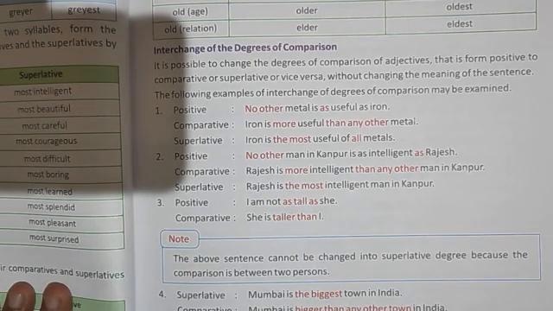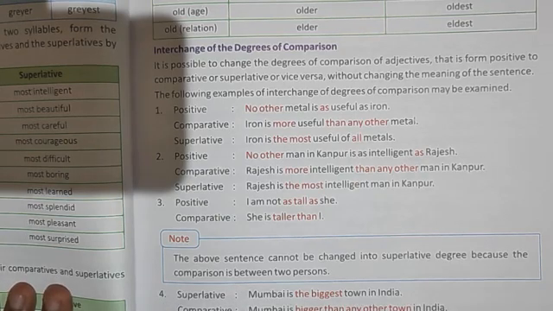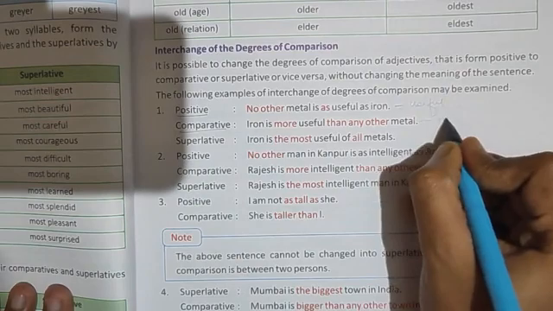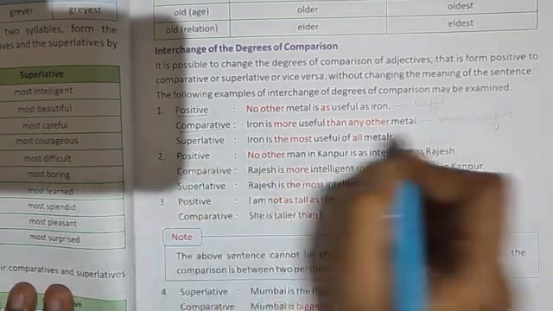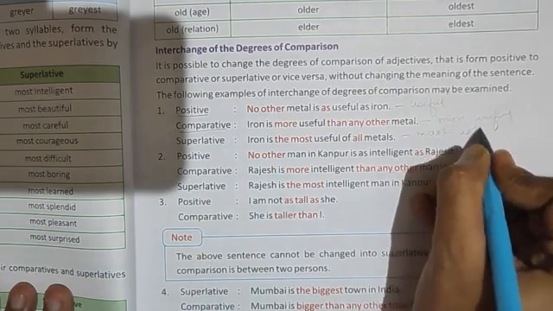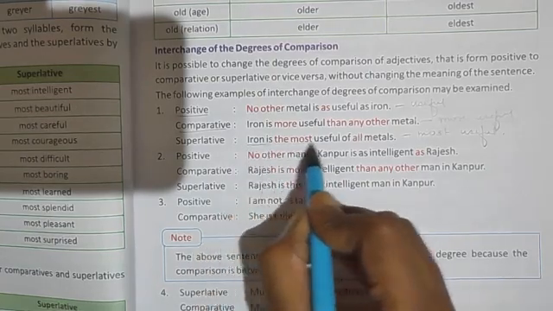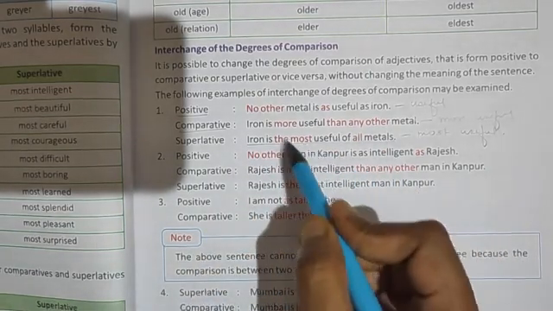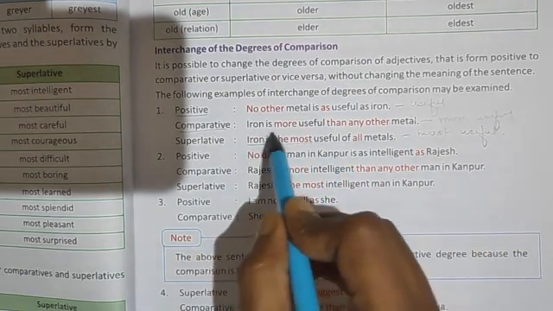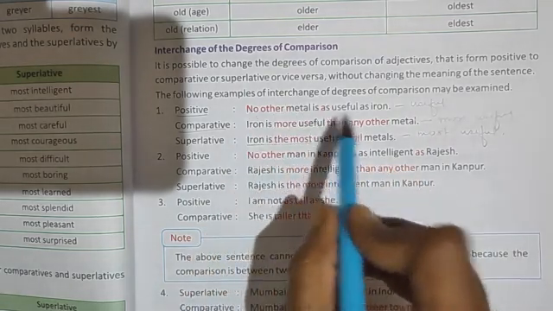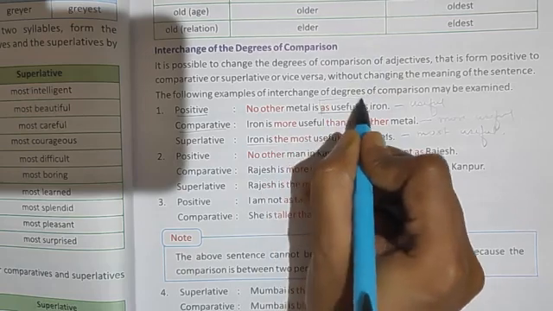Your main motive while changing the comparative, superlative or positive degree should be to keep the adjective in its form. Meaning for positive you will be using only useful, for comparative you will be using more useful, and for superlative you will be using most useful. So you have to make your sentences like that. For example, you are given iron is the most useful metal of all metals. Now you are changing it into comparative: iron is more useful than any other metal. Then you are changing it into positive degree: no other metal is as useful as iron. See, this is the formation.